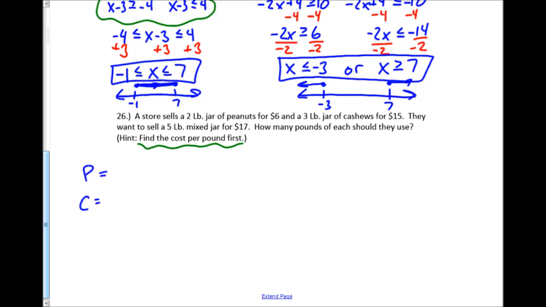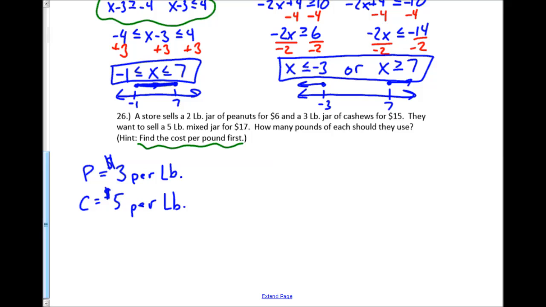So the peanuts, it's $6 for 2 pounds. So it's $3 per pound. I just divide the two. So that's $3 a pound. And that's important to note. The cashews, again, I divide. That's going to be $5 a pound.